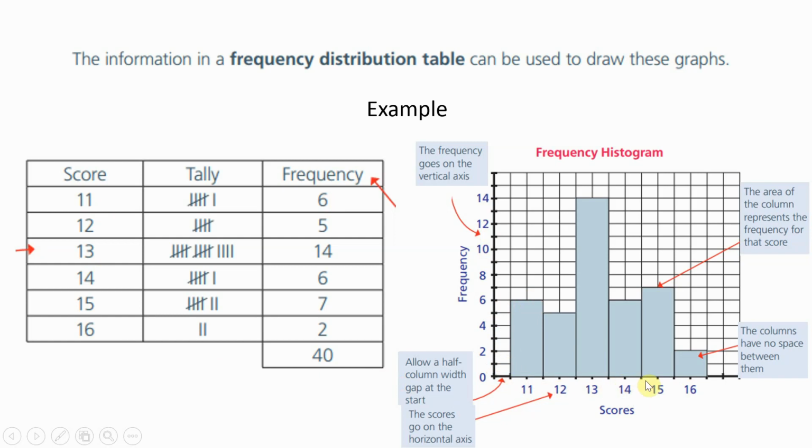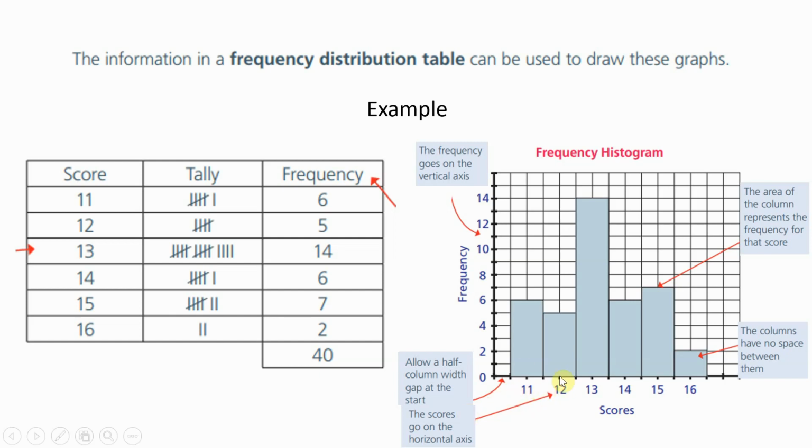Evenly spaced, big enough so it's not too cramped or close together. So vertical is frequency, always. Scores on the horizontal, always. They must allow a little bit of a gap at the start and at the end, and no gaps in between the columns, which makes a histogram. When there are gaps, it's called a column graph.